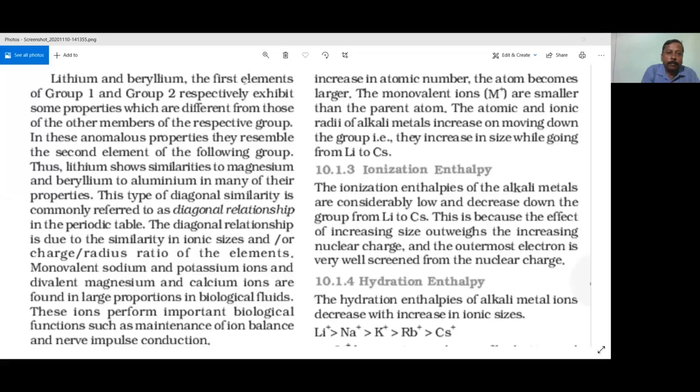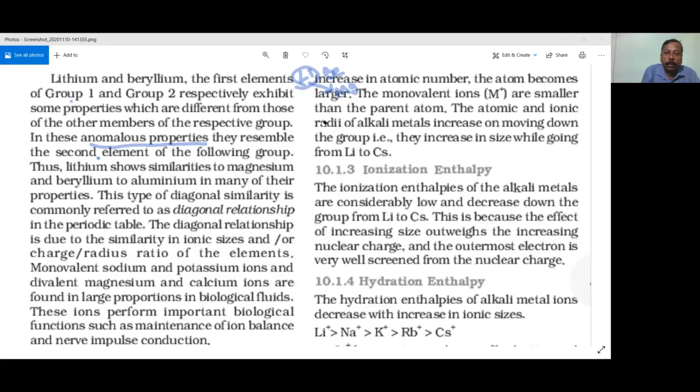The next page says that lithium and beryllium are the first elements of group 1 and group 2, and they exhibit some properties different from the other members of the group. What is anomalous behavior? These are anomalous properties. They resemble the second element of the following group. What is the second element? With respect to lithium, this is beryllium, and this is magnesium. Actually lithium is supposed to be just like sodium, potassium, rubidium, but instead of them it is similar to what?